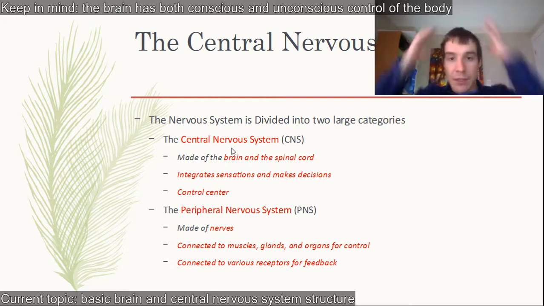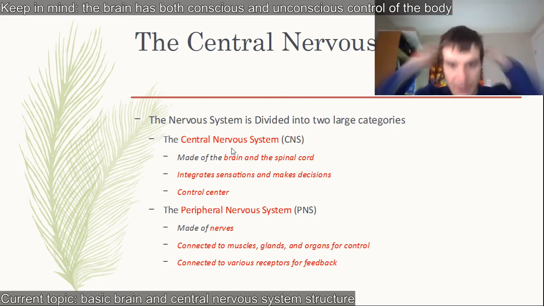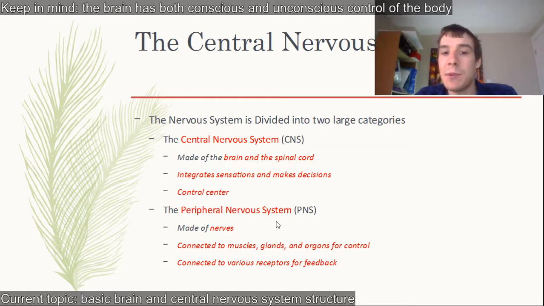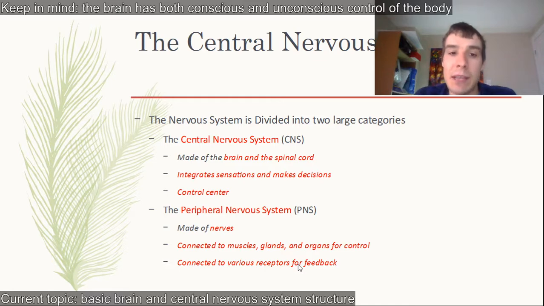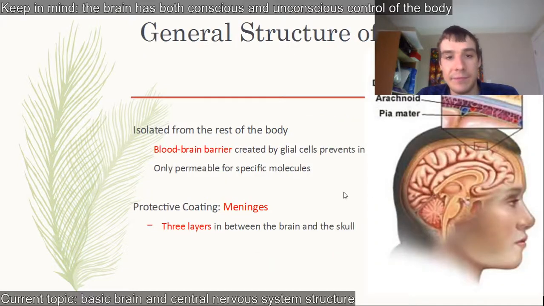Central nervous system is central. It's your brain and your spinal cord. That's it. It's the main control center in terms of homeostasis. Then there's the peripheral, meaning to the outside. Think about like perimeter of a shape, peripheral. They're connected to muscles and glands and organs, various receptors for feedback. So that's going to pull in information to the central nervous system so that your brain knows what's going on, and then send out the decisions that the brain makes. So that's the central and peripheral. Peripheral is made up of what we call nerves, which are actually bundles of individual neurons. So a nerve is a bundle of neurons.